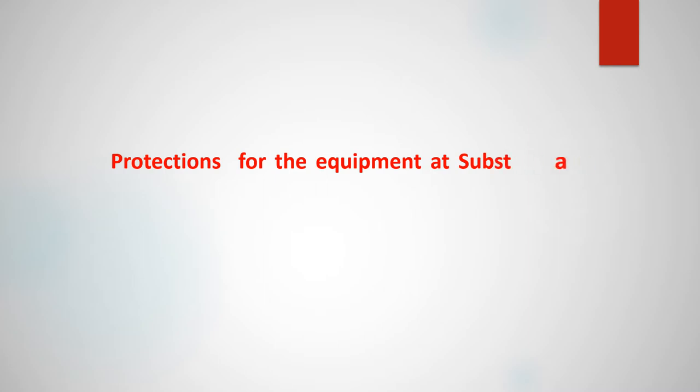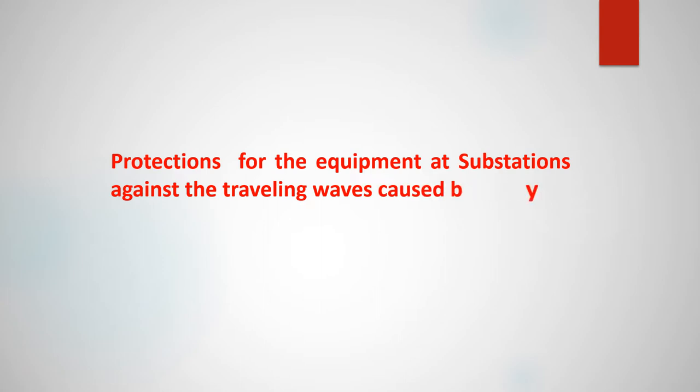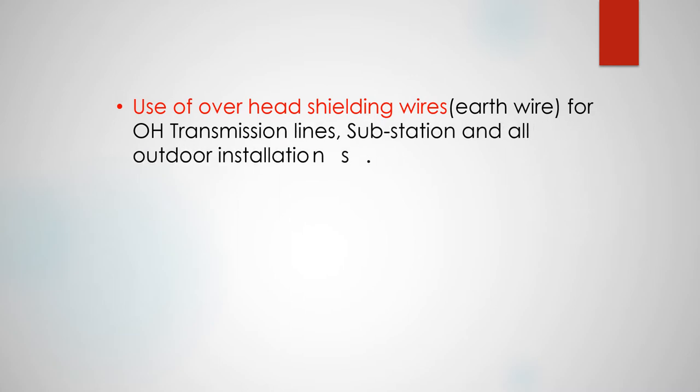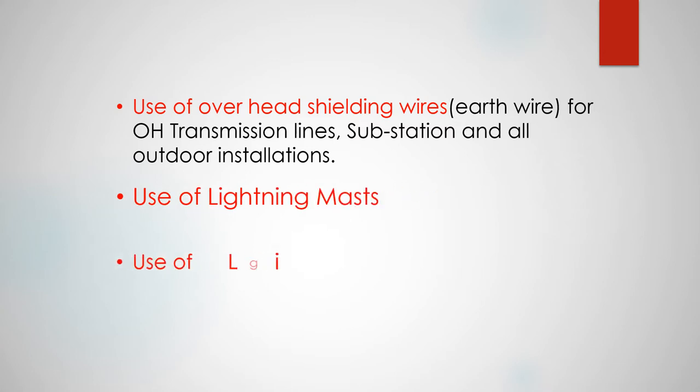Hence, it is necessary to provide protection for equipment at stations or substations against the traveling waves caused by lightning. Such protection can be provided by the following measures: use of overhead shielding wire, use of lightning mast, and use of lightning arrester or surge arrester.